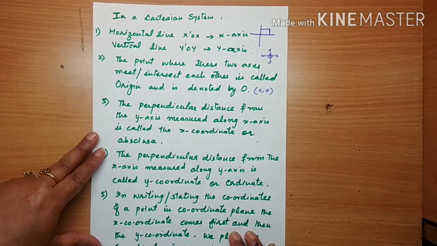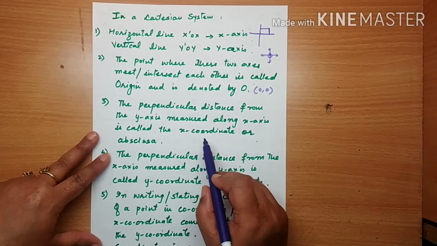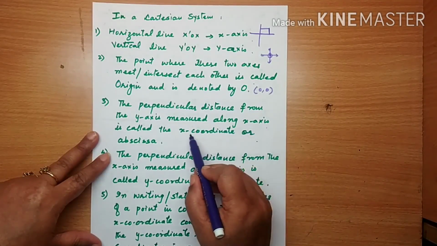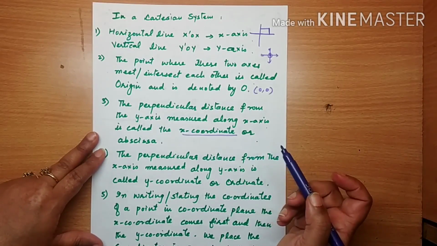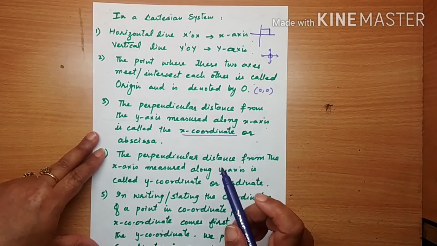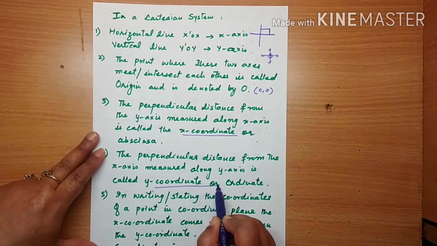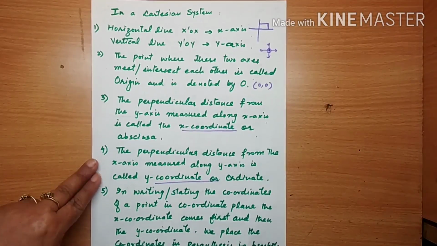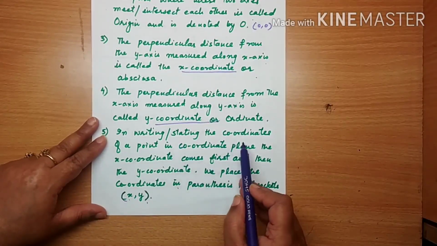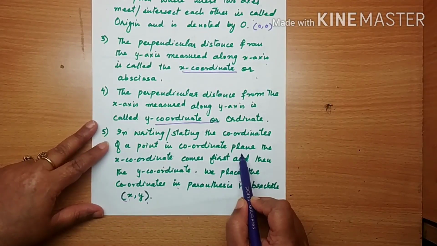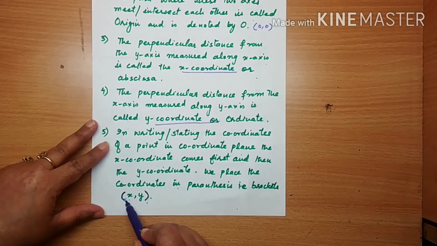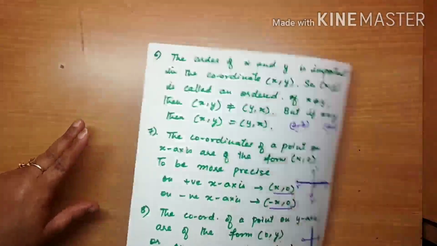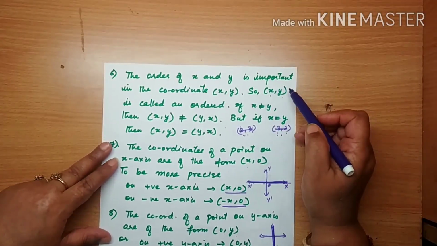The perpendicular distance of a point from the y-axis is measured along the x-axis and is called the x-coordinate. The x-coordinate is always the perpendicular distance of a point from the y-axis, and the y-coordinate is always the perpendicular distance of a point from the x-axis. In writing or stating the coordinates of a point in a coordinate plane, we write the points as an ordered pair. We write the x-coordinate first and the y-coordinate later and enclose them in parentheses. Right?